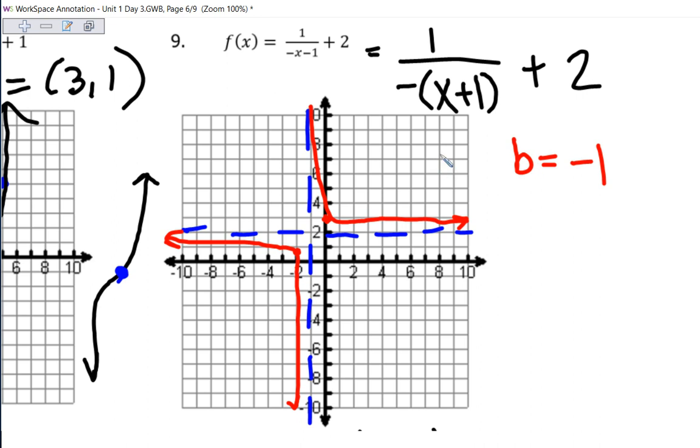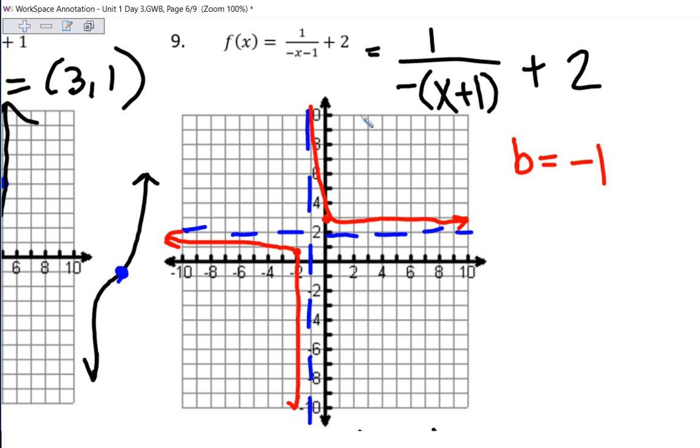So if it's the B value, that means it reflects over which axis? The y-axis. So this curve, when I reflect it over the y-axis, where would it go? Yeah, it would go on the left side over here. And this curve, when I reflect it over the y-axis, which quadrant would it mainly be in? Quadrant 4. Now that's reflecting it over the y-axis. But what would happen if I reflected it over the x-axis? This curve would go to which quadrant? Quadrant 4, and this curve would go to quadrant 2. Yeah, I would get the same graph.